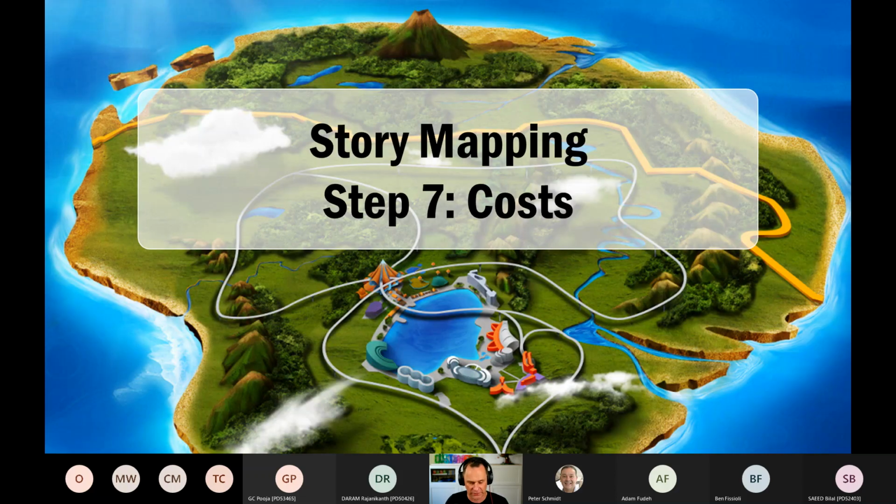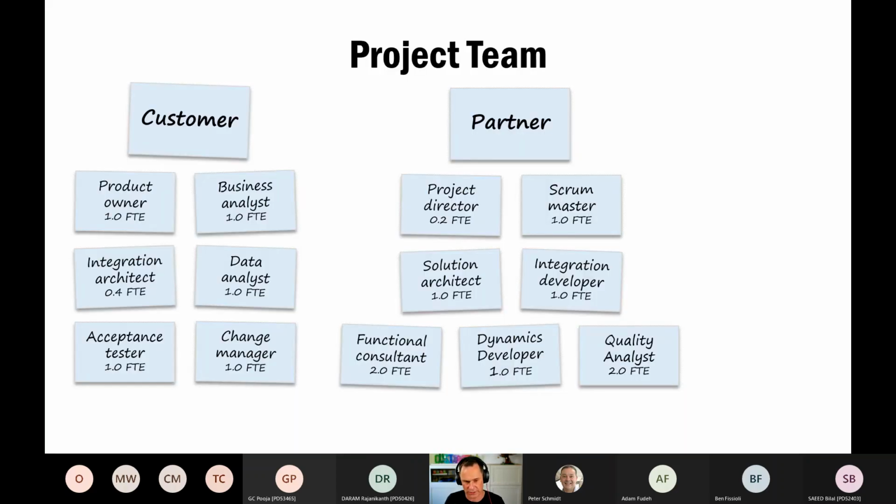Now let's think about the costs. We know what we're going to release. We know the effort in each release. Now we need to figure out how much it's going to cost for each release and for the project as a whole. And the costs of building the application are almost entirely based upon the people, the resources that are going to be building it.